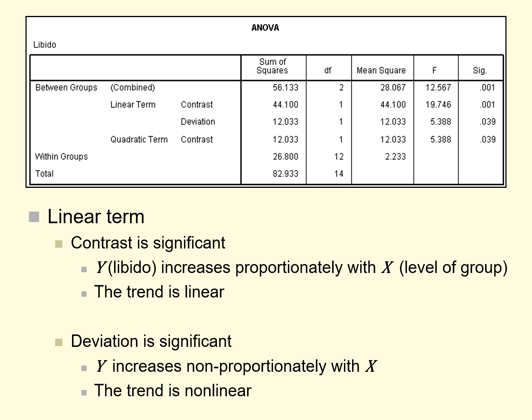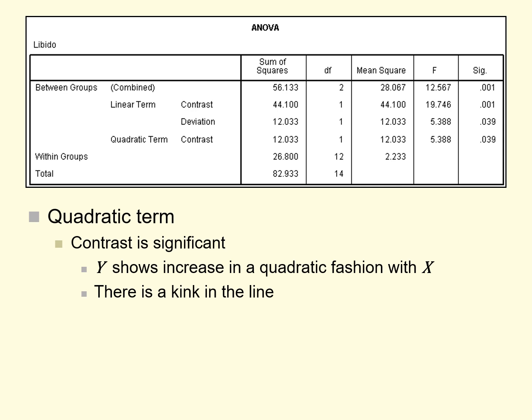You can also see that the deviation is significant. We can interpret that as suggesting that the outcome variable increases in a non-proportionate way across those levels. So it's almost like a contradiction of the previous point I've made. The interpretation here would be that the trend could be non-linear in nature across those three levels. Moving on, we can see that the contrast for the quadratic term is significant. Again, p is less than 0.05, and we can interpret this as suggesting that the outcome variable increases in a quadratic fashion across levels of the predictor variable, or put more simply, there's kind of a kink in the line that goes across those different levels.